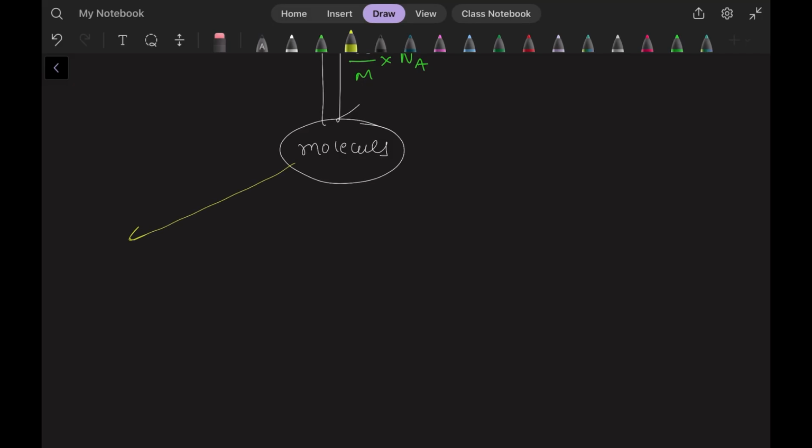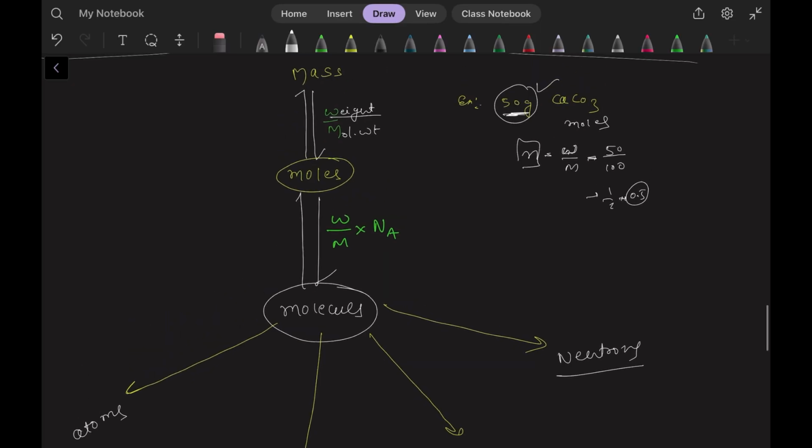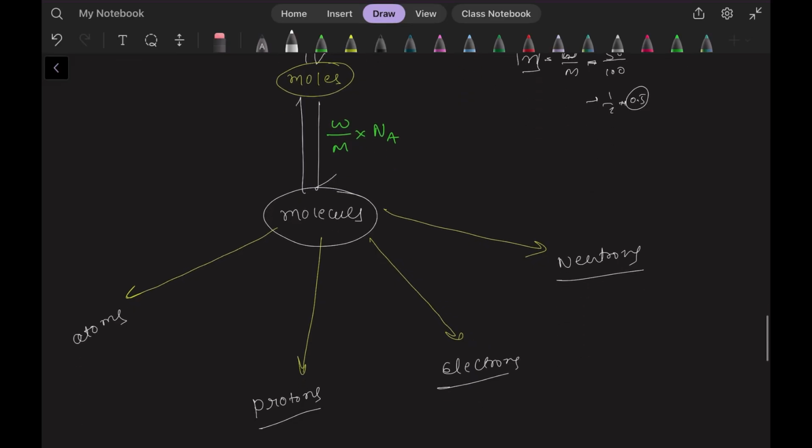And I am trying to convert those again in 4 different ways. Molecules may have these types of atoms present. In that, protons are also present. In that, electrons are also present. And neutrons are also present. I want to convert mass to moles, that means weight by molecular weight. Moles to molecules means weight by molecular weight into Avogadro number. So to convert molecules into atoms, use the same formula: weight by molecular weight into Na, but if you are trying to find atoms, multiply by atomicity.